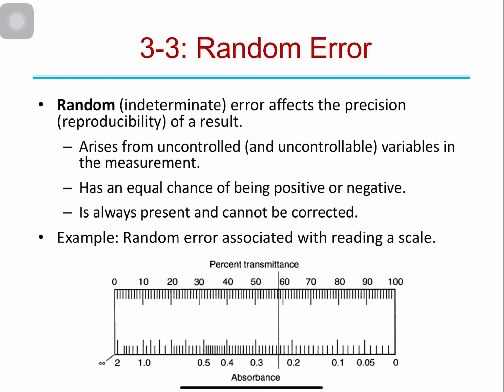So when you read a scale, not because the scale is not calibrated or there is a problem with it, but because when you read it, there is always a possibility that it might be a little bit higher than it should be or a little bit lower than it should be. This is the random error.